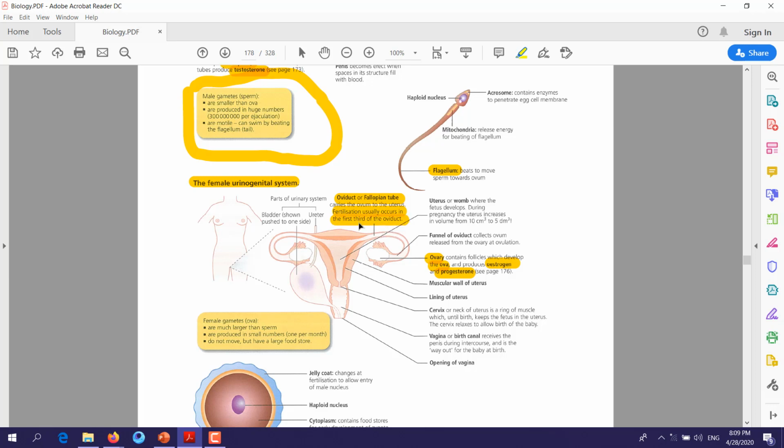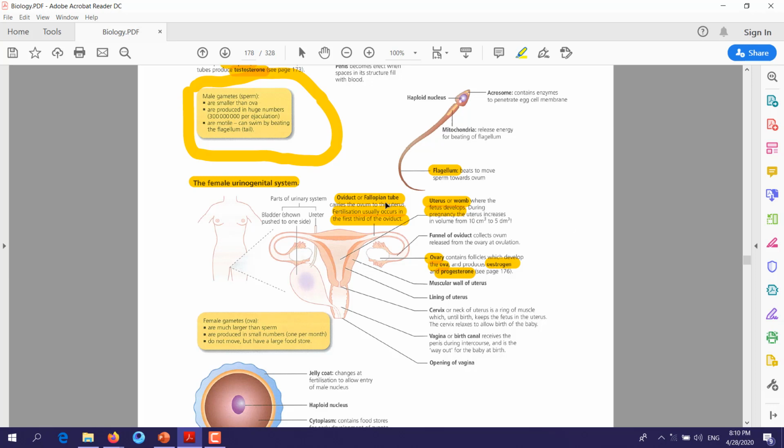Then after the oviduct or fallopian tube, we will have the last part. We call it the uterus, or womb. What's its function? It's where the fetus develops. What do we mean by fetus here? When the zygote starts developing, making more cells, we will call it a fetus.